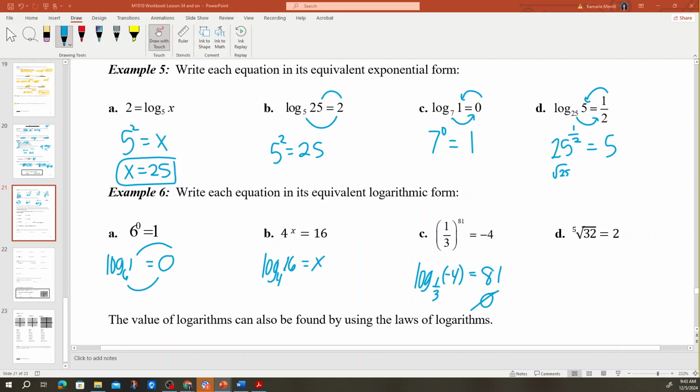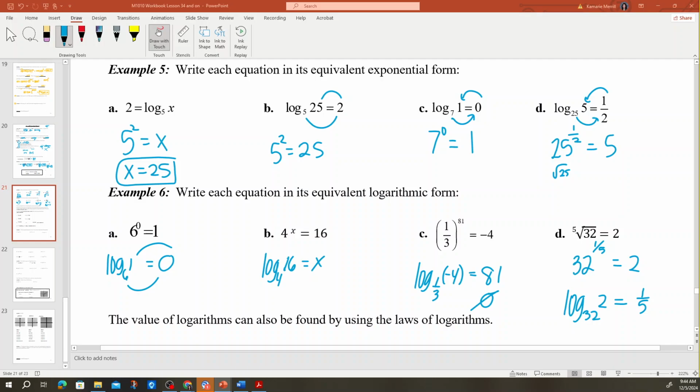All right, what do I do on this one? Because it's not an exponent, or we think it's not an exponent. But what are radicals technically? Rational exponents. So let's write that rational exponent. It's actually 32 raised to what? 1/5. Now I can convert it to my log. So let's go ahead and do my log base 32 of 2 is equal to 1/5. And then just check your conversion.